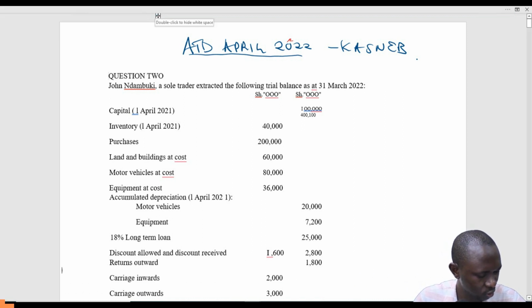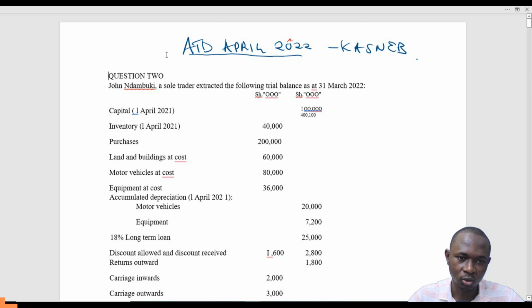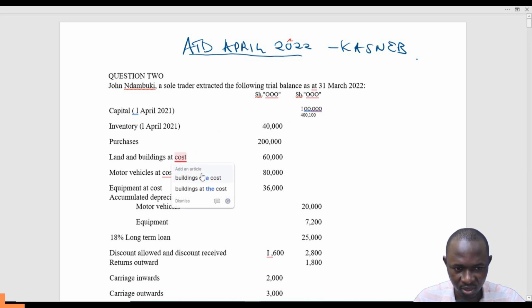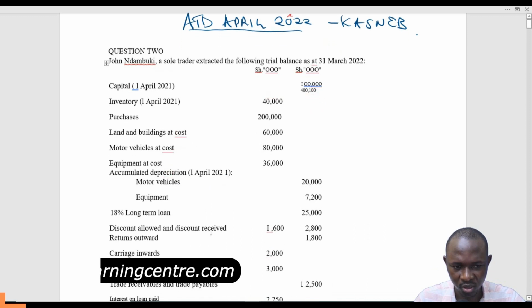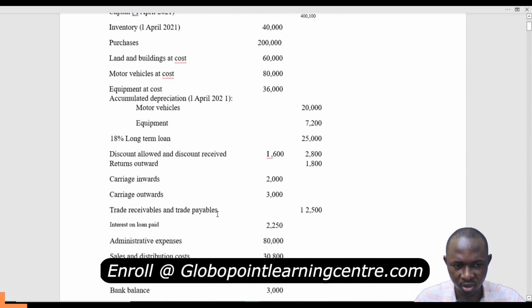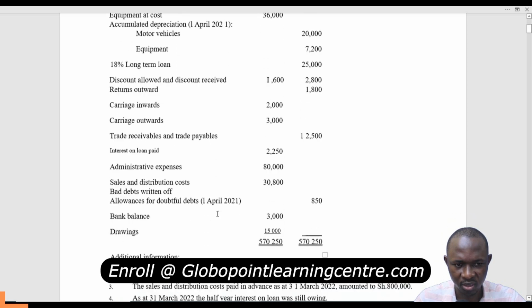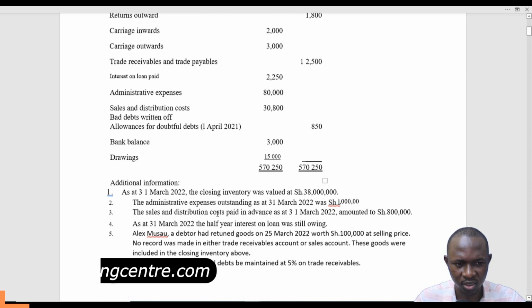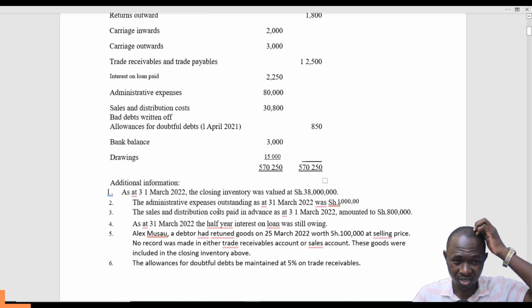So a question on sole proprietorship. We are supposed to prepare the sole proprietorship profit and loss, and then the statement of financial position. John Dambuki, a sole trader, extracted the following trial balance as at 31st March 2022. So we have capital 100,000, inventory 400,100, and the zeros have been restricted. Purchases, land and buildings, motor vehicle at cost, equipment at cost, accumulated depreciation. We have 18% long-term loan, discounts allowed, return outwards, carriage inwards, carriage outwards.